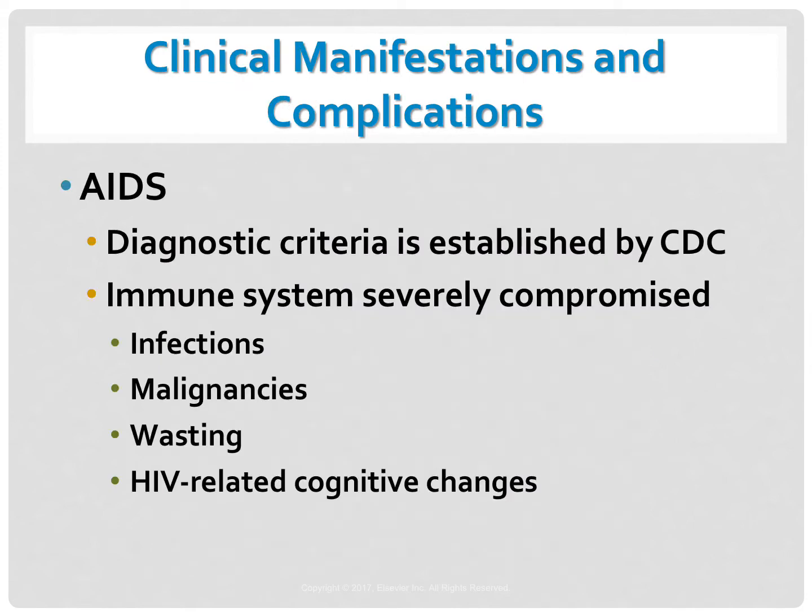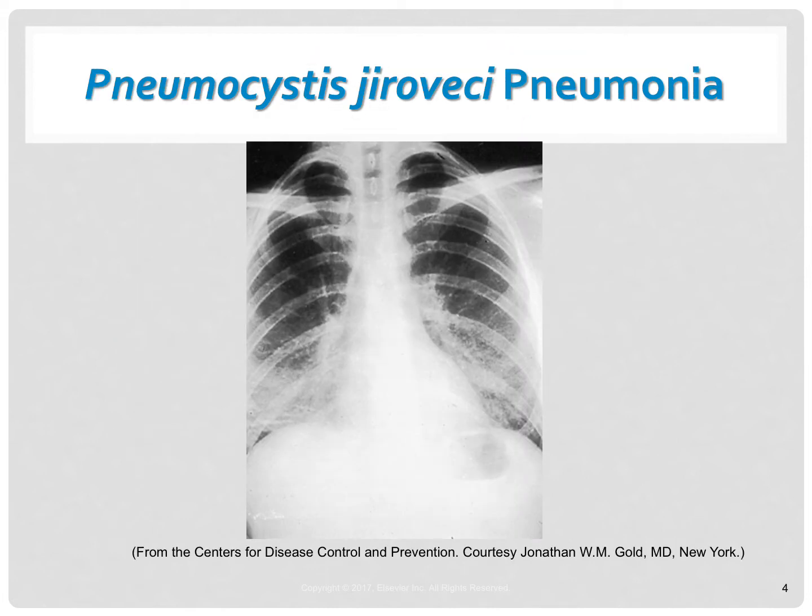So for the complications, right? AIDS diagnostic criteria is actually established by the CDC. The immune system now is already severely compromised. They have infections, malignancies, wasting, and HIV-related cognitive changes.